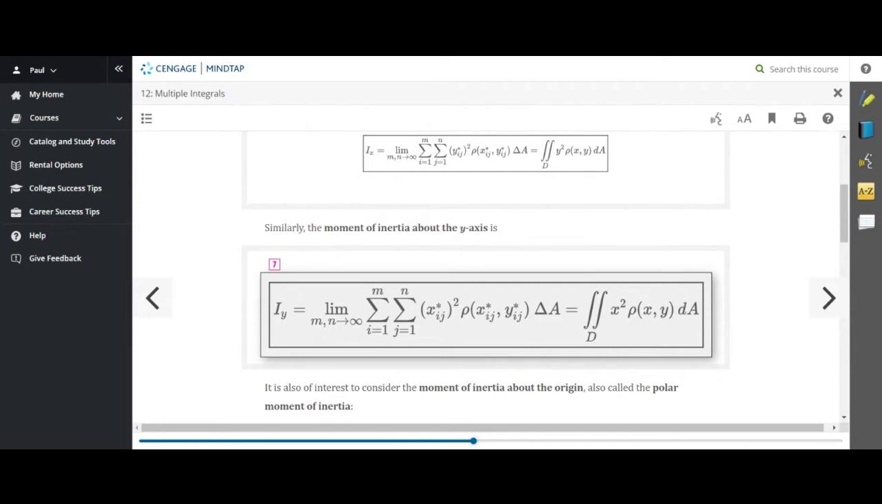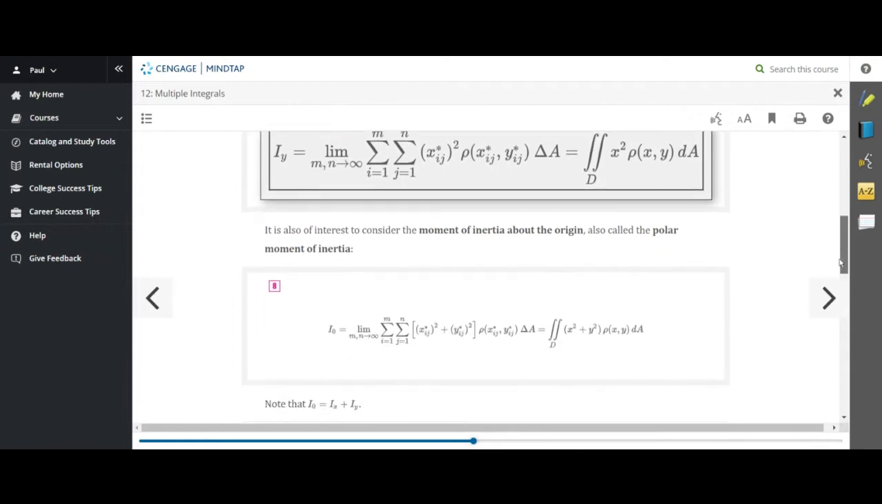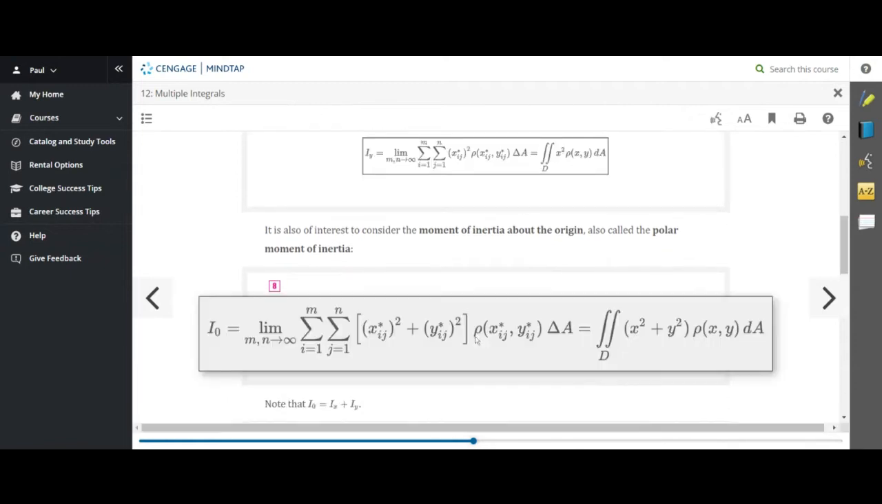Okay, excellent. So now you also have a moment of inertia about the origin, and that's going to involve x squared plus y squared.